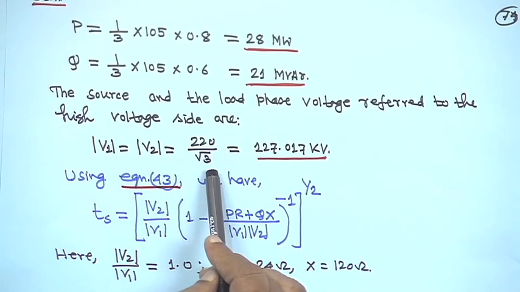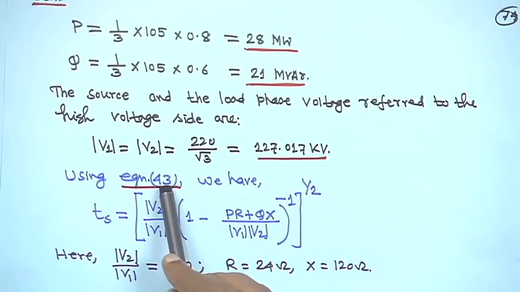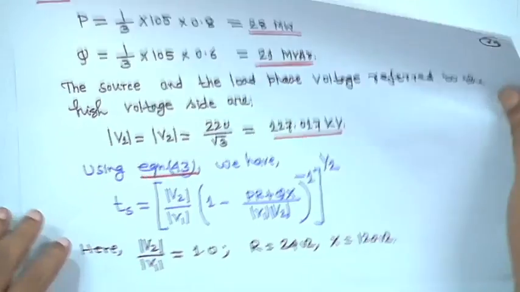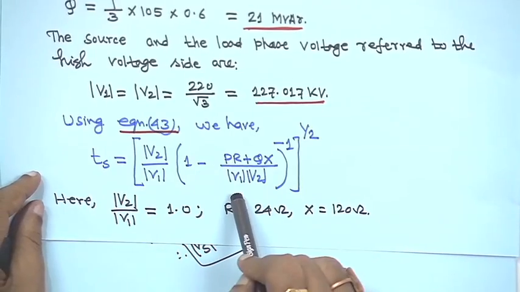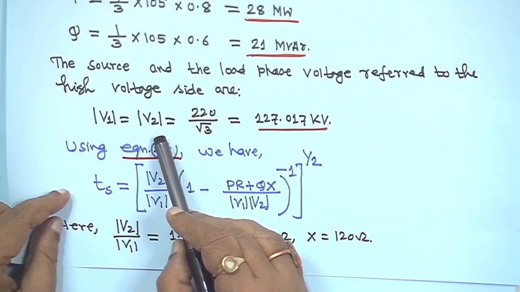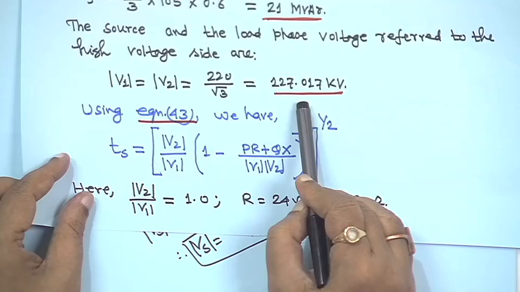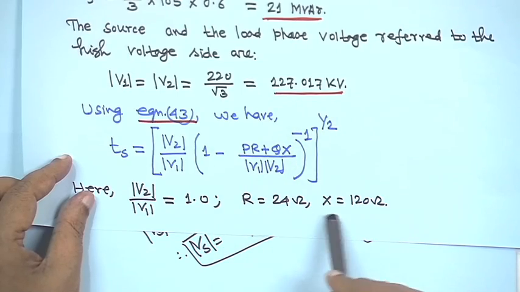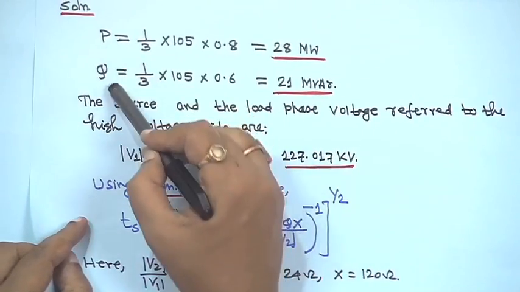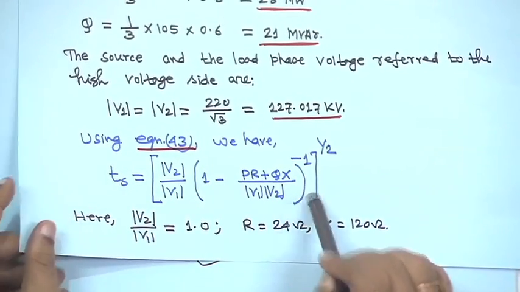magnitude V1 equal to magnitude V2, 220 upon root 3. So, all line to line you convert to per phase voltage, that is 127.017 kilovolt. Now, using equation 43, the same equation, use this formula. You know R and X, and magnitude V1 is equal to magnitude V2, so the ratio V2 upon V1 is 1, because these two are equal. R is given 24 ohm, X is given 120 ohm, P and Q are all known. So, you substitute all this in this expression.